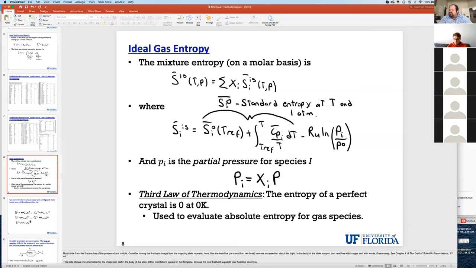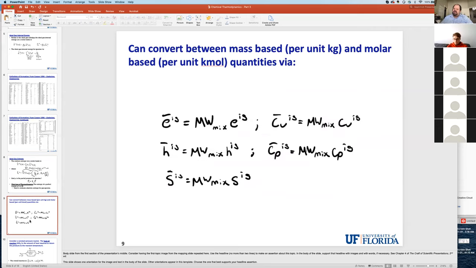The last slide for the week, and I will note there is no class on Monday due to MLK Day. If you want to convert between the mass based properties, which are per unit kilogram, which you are used to using, and molar based properties, which are per unit kmol, you just multiply by the molecular weight using these relationships here. So you can go to and from a molar based quantity just by multiplying by a molecular weight.